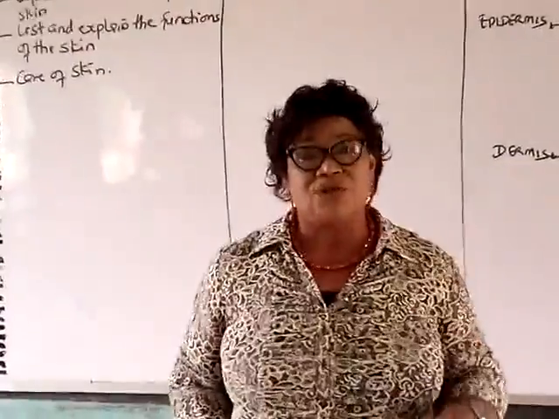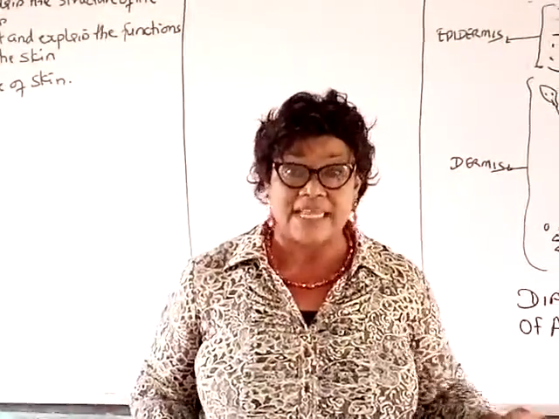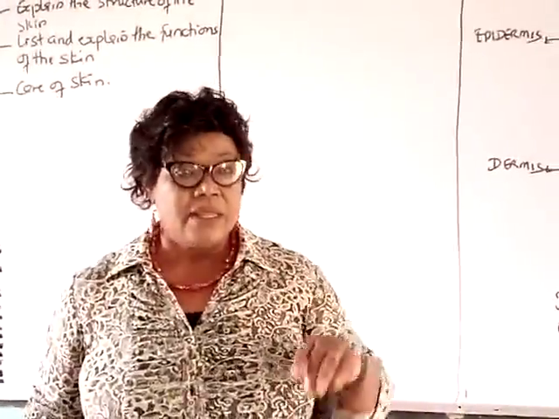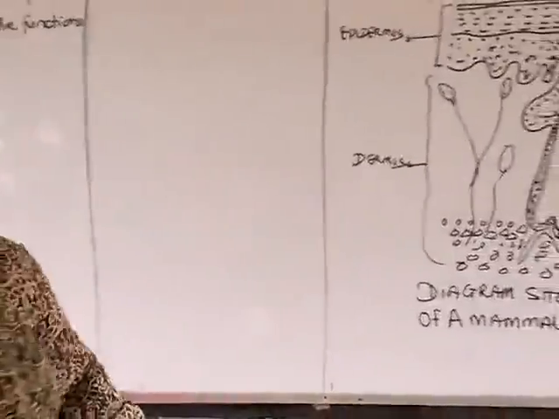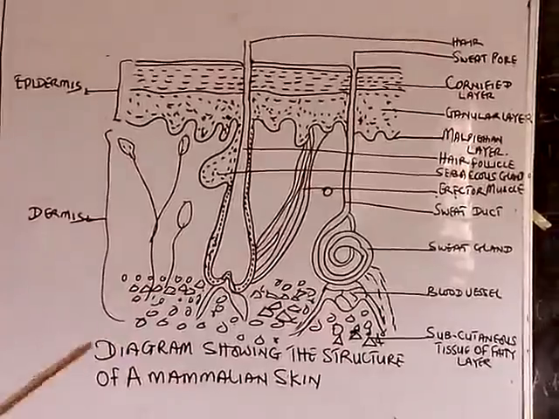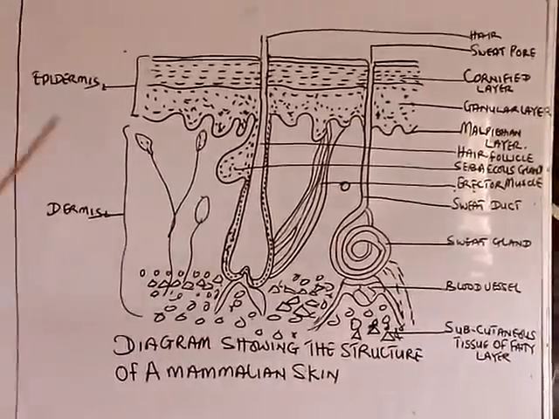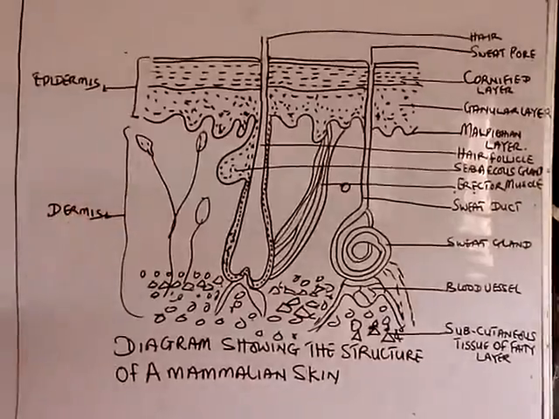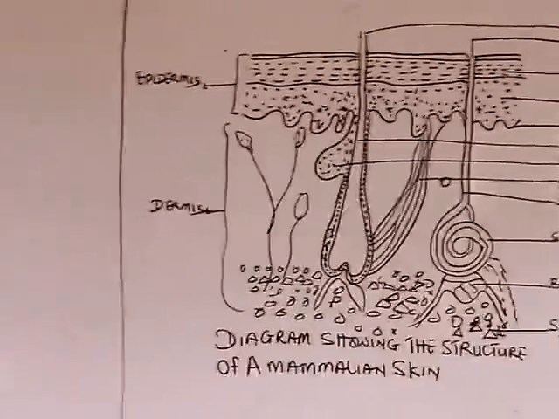Now when we look at the structure of a typical mammalian skin, using that as an example to talk about other skins, we'll find that the skin consists of two main parts: the outermost part and the innermost part. On the board I have a structure showing a typical mammalian skin. It consists of two main layers. The first is the outermost part known as the epidermis, and the second is the innermost part known as the dermis.